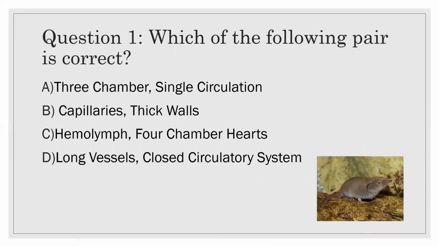So for our first question, which of the following pair is correct? I'll give you guys a couple seconds to do that. So the answer is D, long vessels and a closed circulatory system.